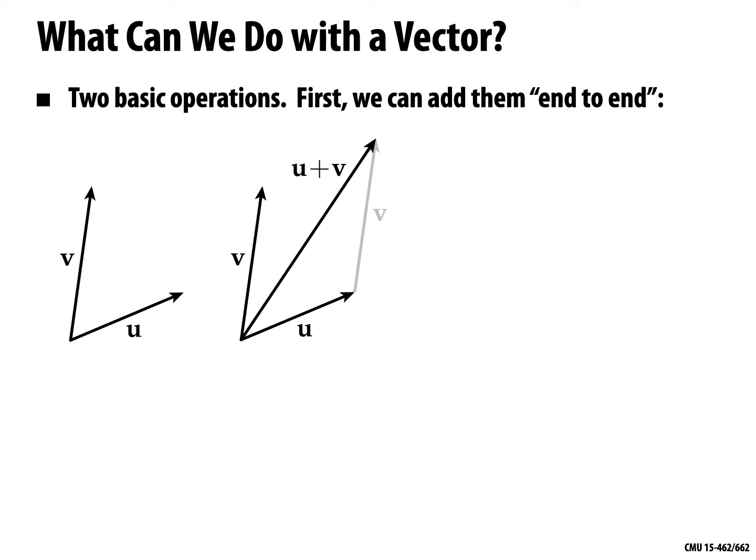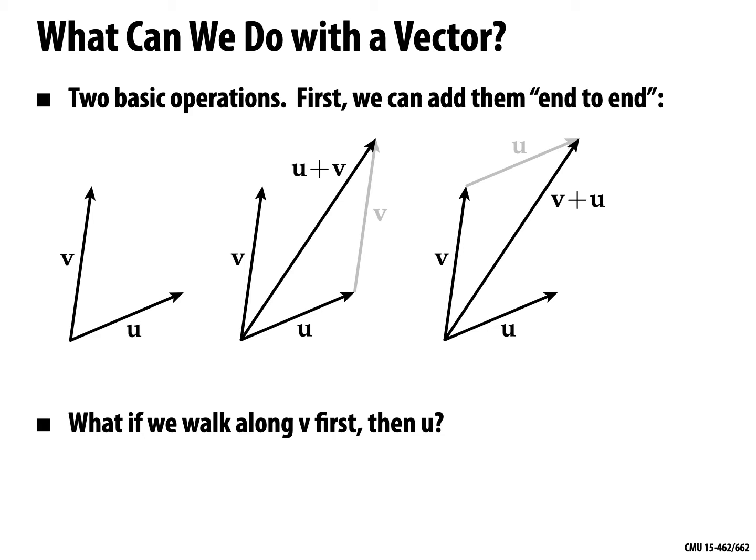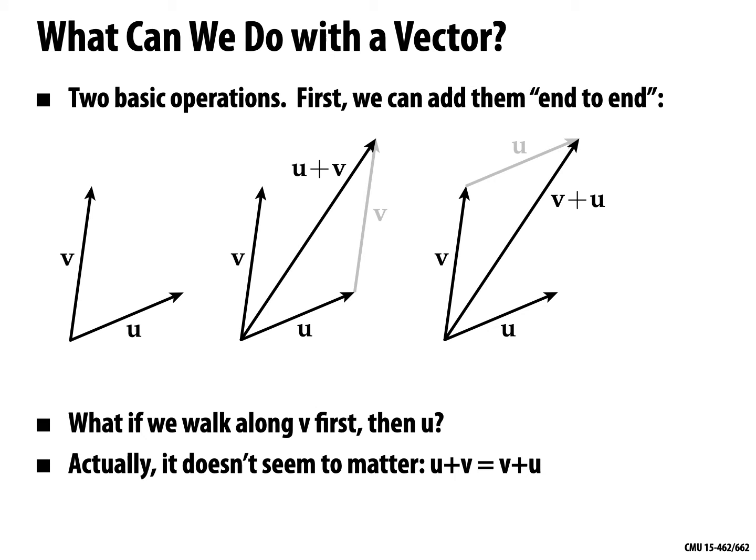And then I can ask an interesting question. What happens, do you think, if we first go along v and then go along u? Well, hopefully it's pretty clear from this picture that if we do that, we'll end up in exactly the same place. So if we call that vector, or that direction, v plus u, then it doesn't seem to matter in which order we add. u plus v is the same as v plus u.